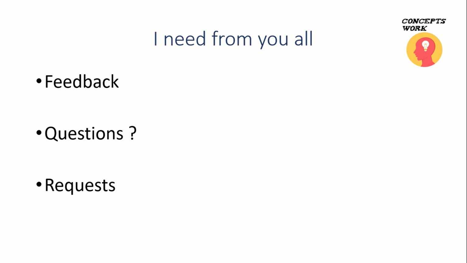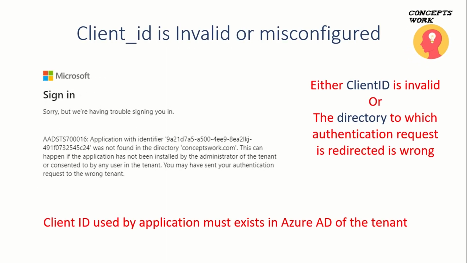Now let's proceed by knowing what you should do if you get a specific error message. Let's start with the client ID being invalid or misconfigured. This error that you see right now on the screen will only come if the client ID that has been configured on the application side does not match the client ID that exists in Azure Active Directory. If you read this error message, it's pretty simple to understand: the application with this particular identifier was not found in the directory called ConceptsWork.com.